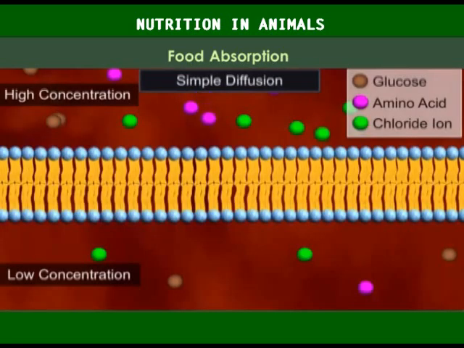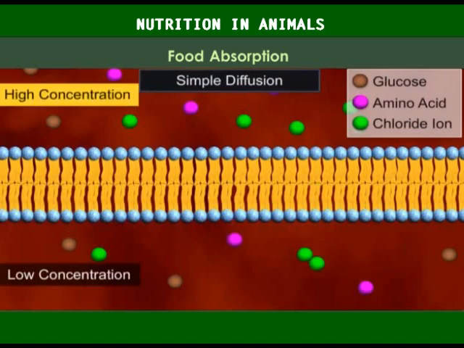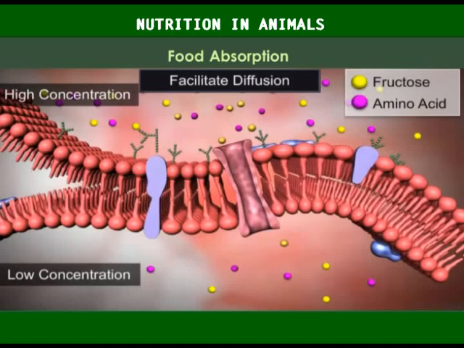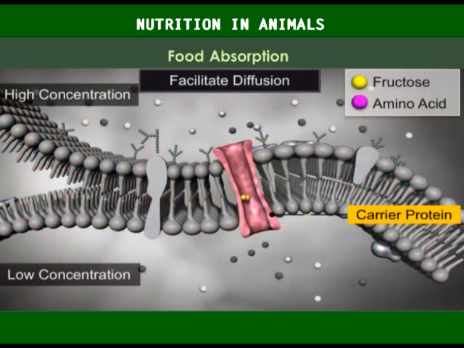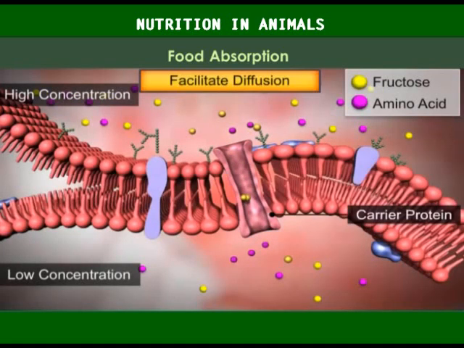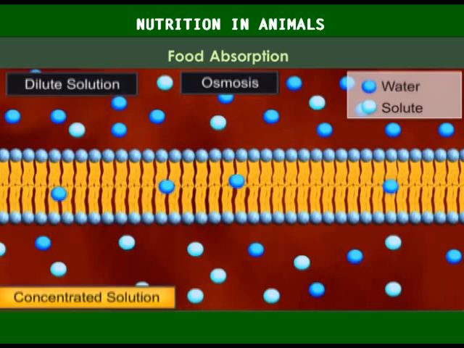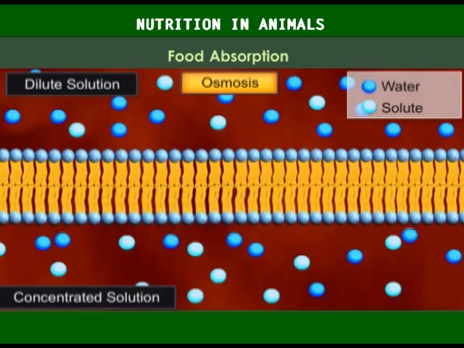Small amounts of glucose, amino acids and electrolytes such as chloride ions generally move from a higher concentration to a lower concentration region by simple diffusion, whereas fructose and some amino acids are absorbed down a concentration gradient with the help of a specific carrier protein through facilitated diffusion. On the other hand, transport of water takes place from a dilute to a concentrated medium through osmosis.